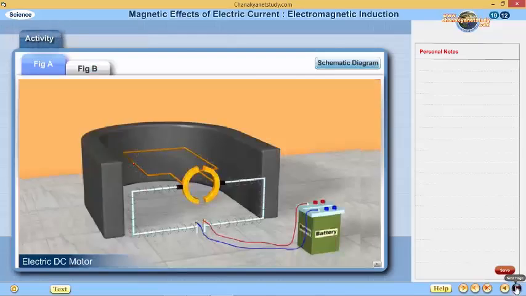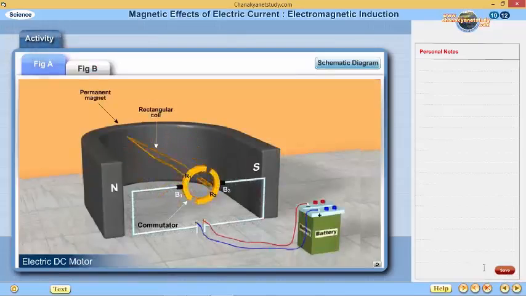Activity. Compare the figures, figure A and figure B, with respect to the components used. State the similarities and dissimilarities between the figures.